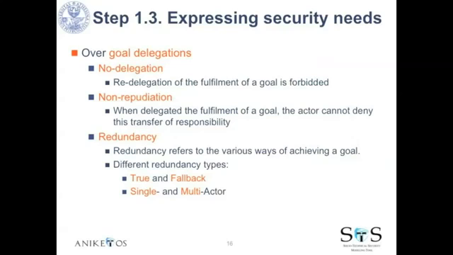So depending on the goal one wants to achieve, it might require more ways of achieving it to be executed in parallel, and this is true redundancy. Or it might require that the other party has at least one possible way to achieve the goal, and if that doesn't work out, it has to find some other strategy to achieve the goal. And that is fallback redundancy. In these 2 types of redundancy, the one achieving the goal might be just one single actor, or it could be several actors at the same time. And that's why we distinguish between single and multi-actor redundancy.